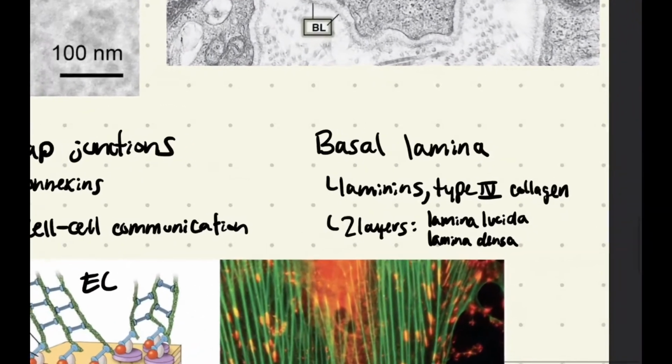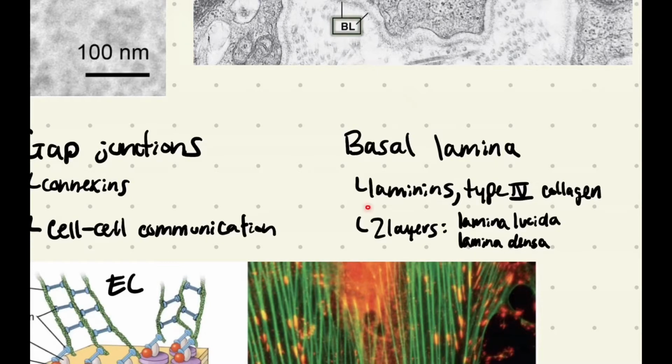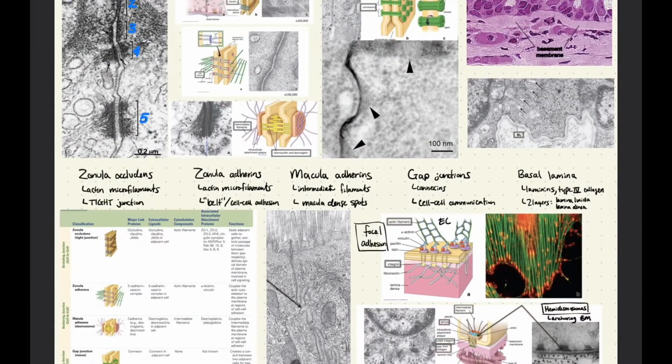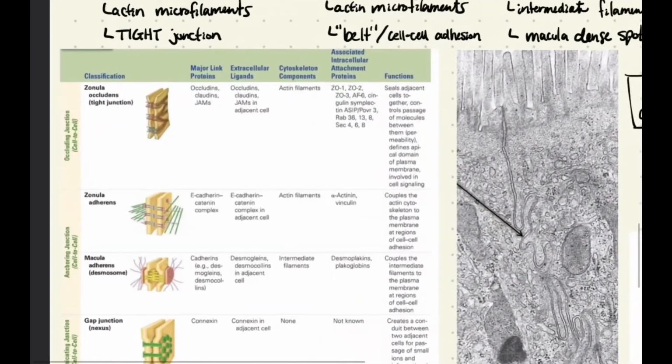They're important for cell-to-cell communication, and your basal lamina has laminins and type 4 collagen, and there's two layers. So it's the lamina lucida and the lamina densa. So if you look at here, the basal lamina right here, the densa is actually going to be this dense portion right here. So that makes sense because it's dense and it's darker, okay? And then the lamina lucida is actually this white part right above the lamina densa. So hope that makes a little bit of sense.